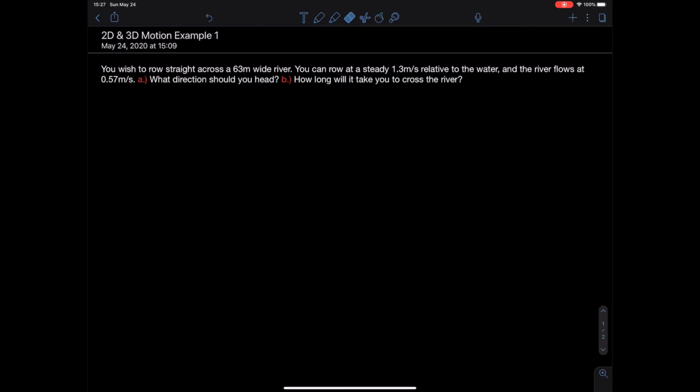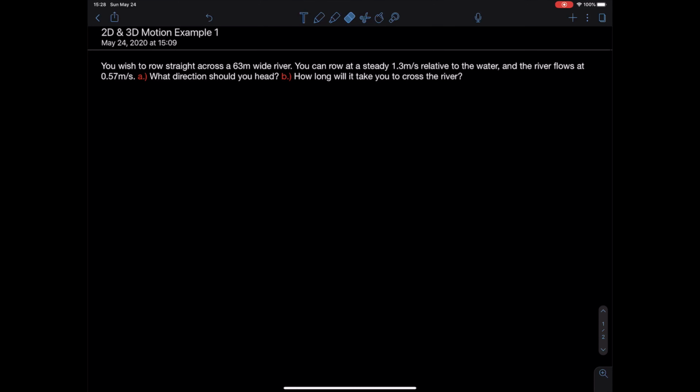So we wish to row straight across a 63-meter wide river. You can row at a steady 1.3 meters per second relative to the water, and the river flows at 0.57 meters per second. A, what direction should you head? And B, how long will it take you to cross the river?